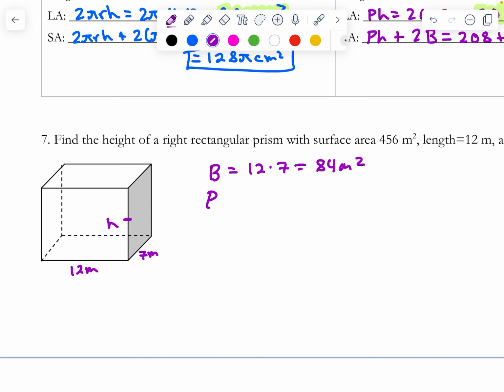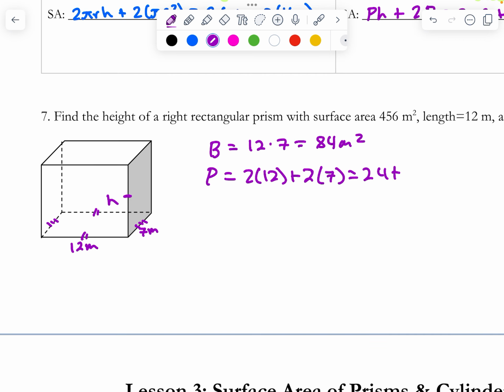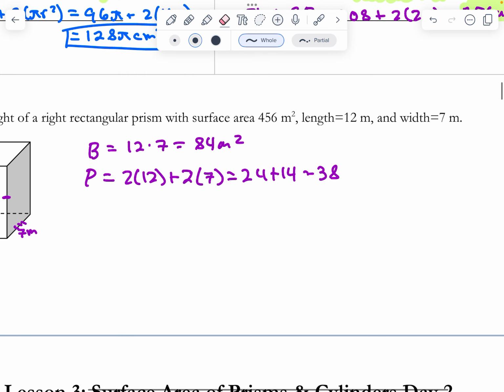And now we can find the perimeter, right? That's the second thing, perimeter of the base. We have two of these, and we've got two of these. So 2 times 12 plus 2 times 7 gives us 24 plus 14, which is 38 meters. And I'm going to go ahead and erase this here. Let's leave this a little smaller. 38 meters. Found my base, found my perimeter.